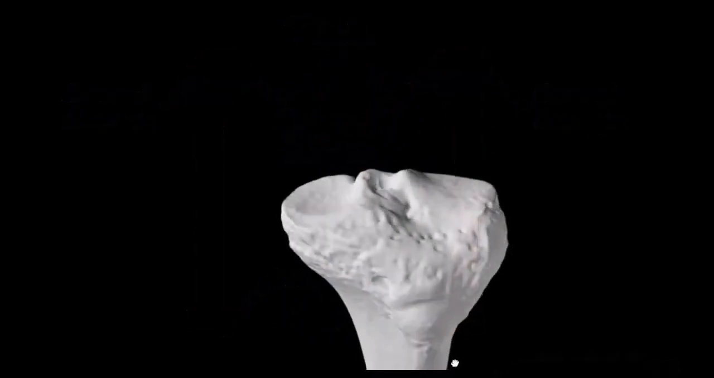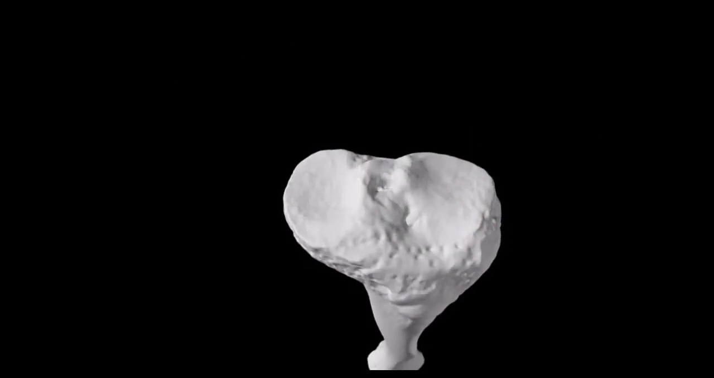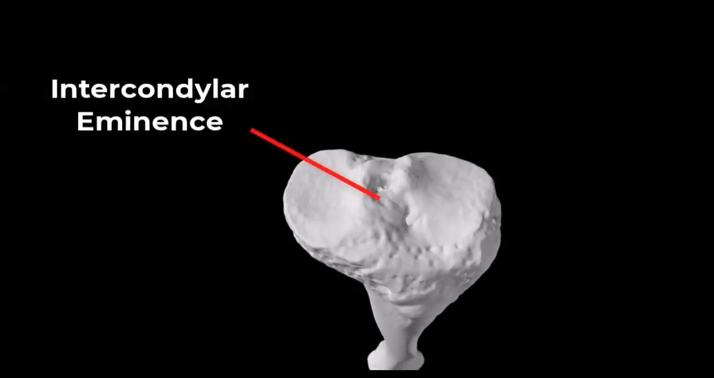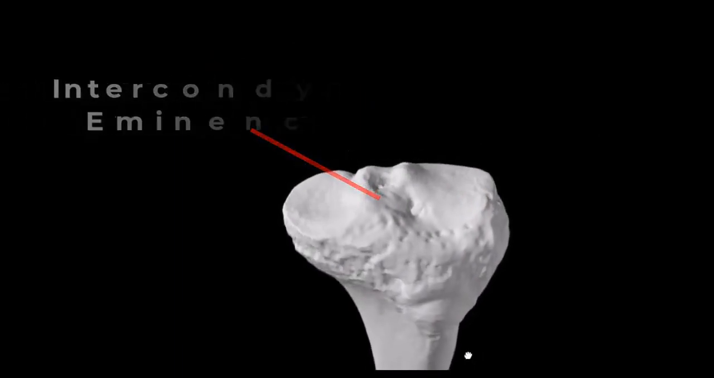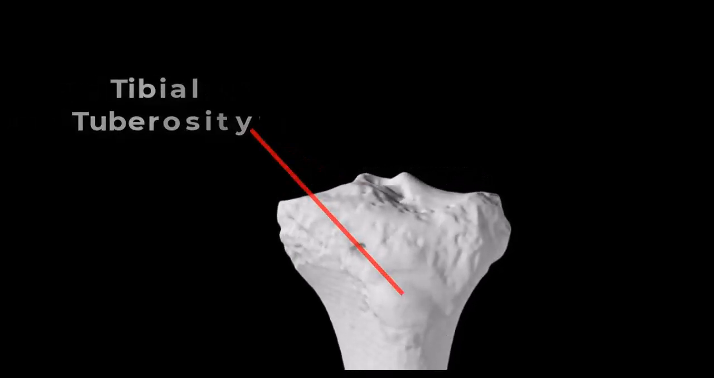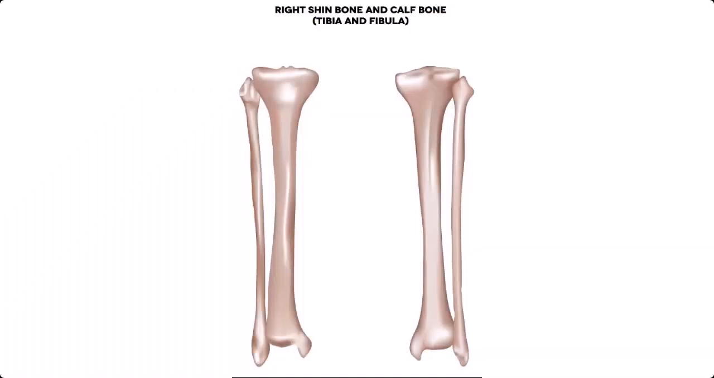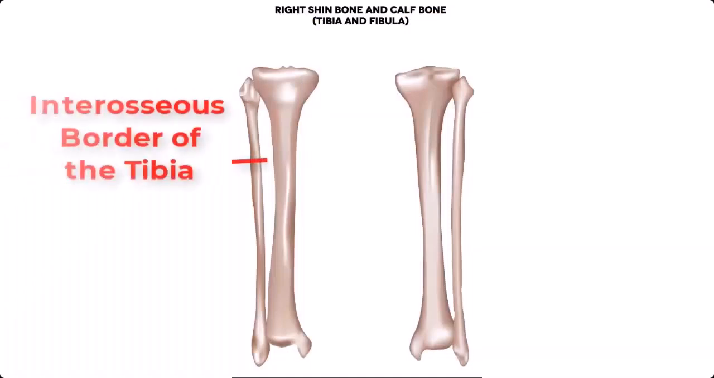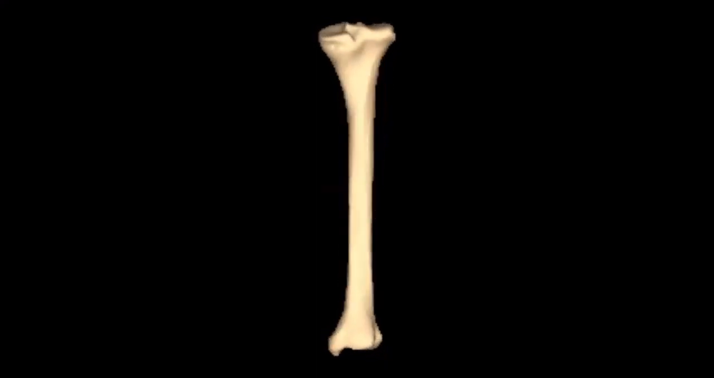Between the articulating surfaces of the tibial condyles is the intercondylar eminence. The tibial tuberosity is an elevated area on the anterior side of the tibia near its proximal end. A small ridge running down the lateral side of the tibia is the interosseous border of the tibia. Located on the posterior side of the tibia is the soleal line.